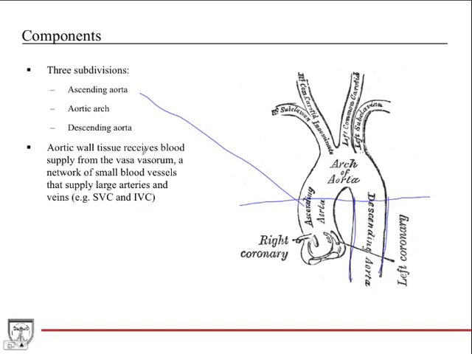So the aortic wall tissue actually receives a blood supply. It has its own network of small blood vessels that supply it. So you have what's called the vasa vasorum, and these are small blood vessels that, because the aorta is such a large and important structure, it needs its own blood supply to keep the wall healthy. Because you'll see what happens in a second when we talk about aneurysms and dissection, what happens when the wall of the aorta is not kept healthy. Another thing to note is they supply other large arteries and veins. So the SVC and the IVC also have vasa vasorum vessels as well.